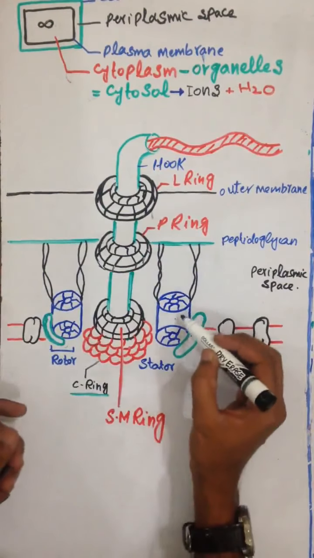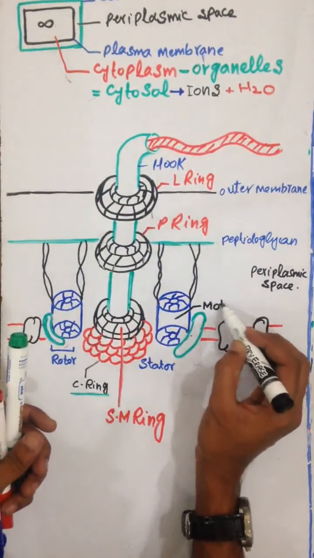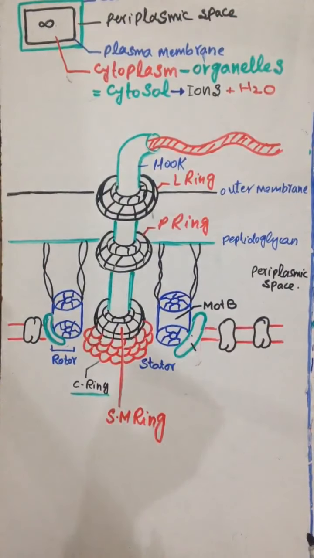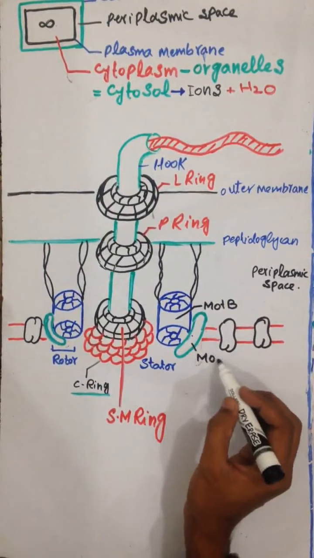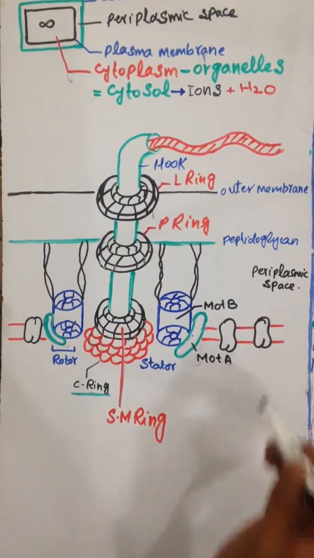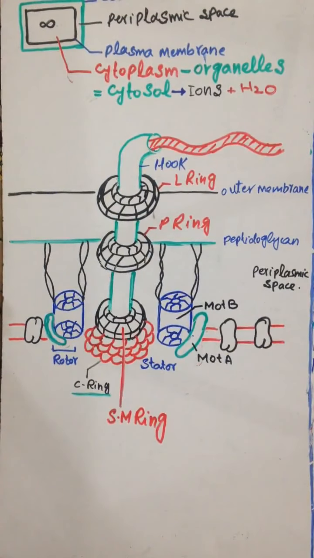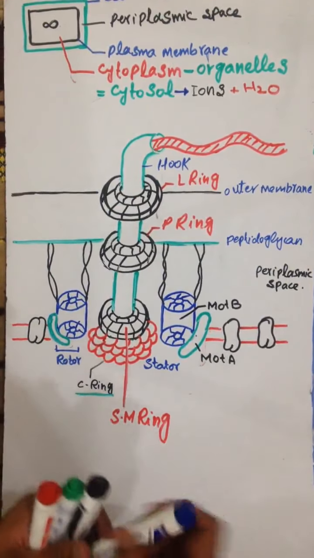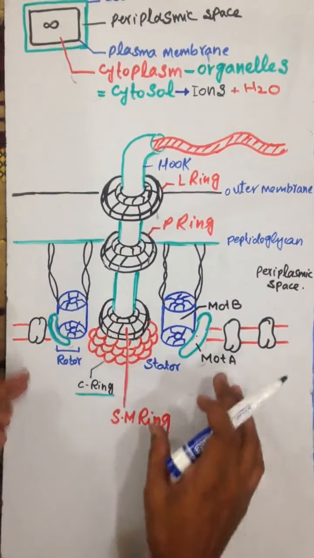The rotor consists of two types of protein. This large protein is called MotB protein, and this small protein is called MotA protein. MotB protein is actually a channel that is very important for providing a very useful substance for that motion. Okay, now come to this part.